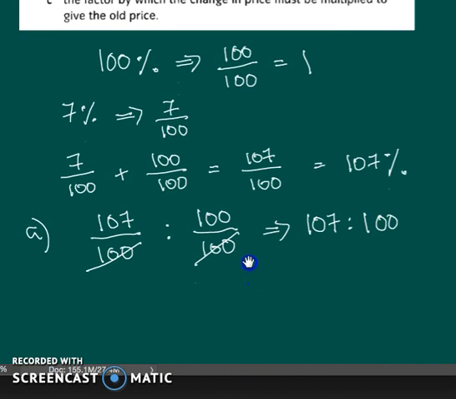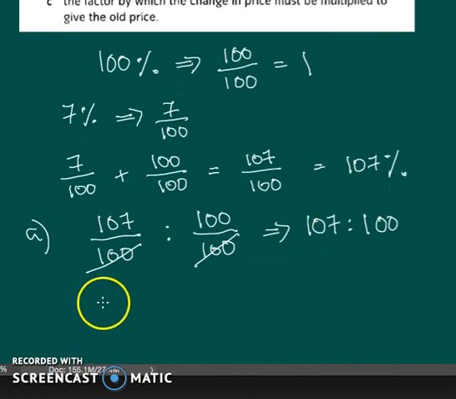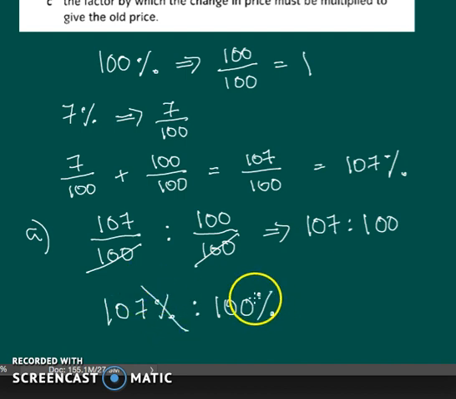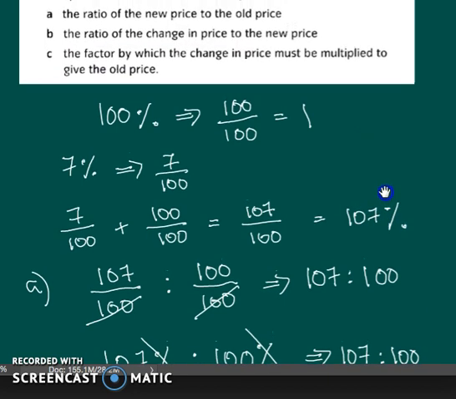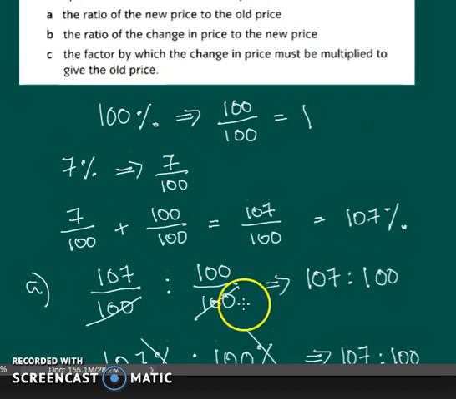We could have also just thought of this in terms of percentage, so 107% to 100%. Well, let's get rid of these percentages on both sides because we are comparing the same percentage units. So once again, we are left with 107 to 100. That is the ratio of the new price to the old price.